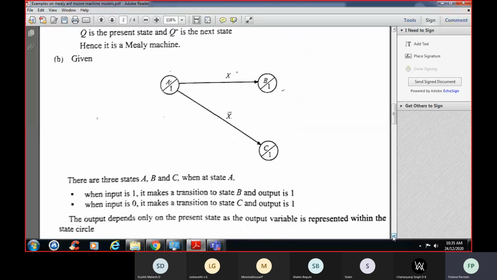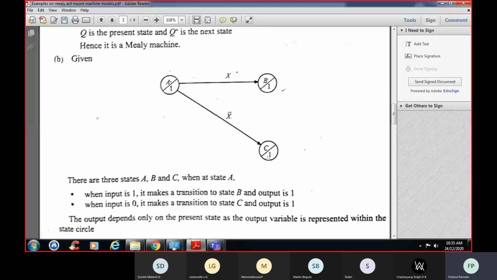here one more problem is being given. So how many states will you be having? You are having 3 states, A, B and C. Okay. There are 3 states, A, B and C. So now let us consider when it is at state A. So when it is at state A and when input is 1, it makes a transition to state B, and the output you are getting is 1. Okay. So in the same way, when input is 0, it makes a transition to state C, and what is the output? It is 1.